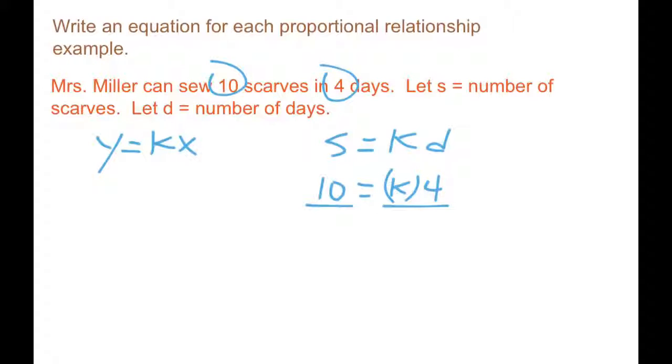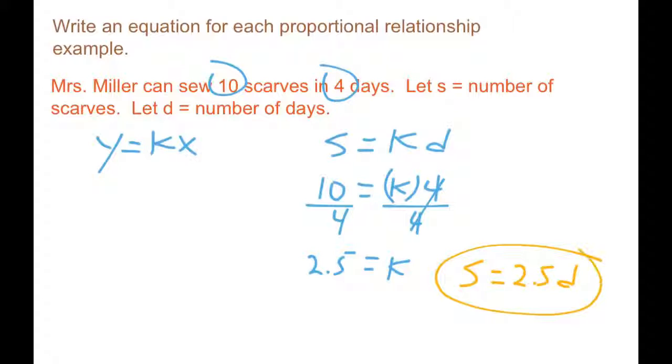We can divide each side by 4. And 10 divided by 4, we can say 2.5. Okay, once we have that, then we have our equation. Oops, whoa, we're not using that. We're using S equals, k is 2.5, D. And that's our equation there.